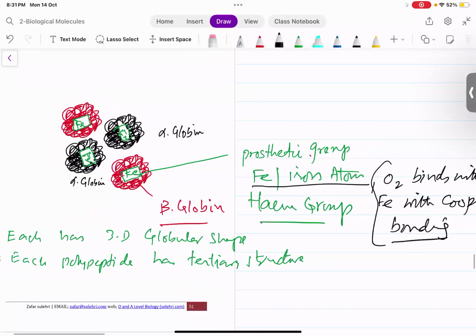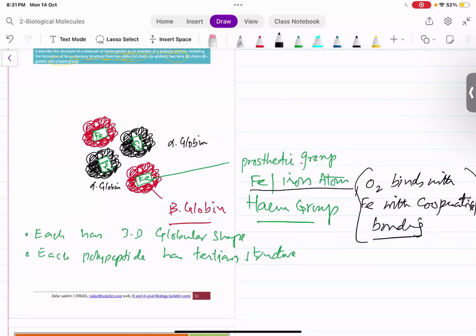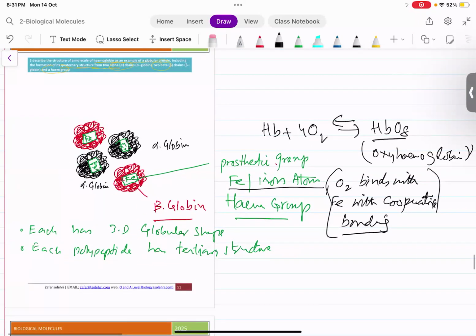And consequently, as there are 4 Fe or iron atoms in a hemoglobin molecule, 4 oxygen molecules can attach with it. And we can write this as Hb. One hemoglobin molecule combines with 4 oxygen molecules, and that would give us HbO8, which is an oxyhemoglobin. And this oxygen is transported in oxyhemoglobin form from the lungs to the other parts of the body, and this is a reversible reaction.